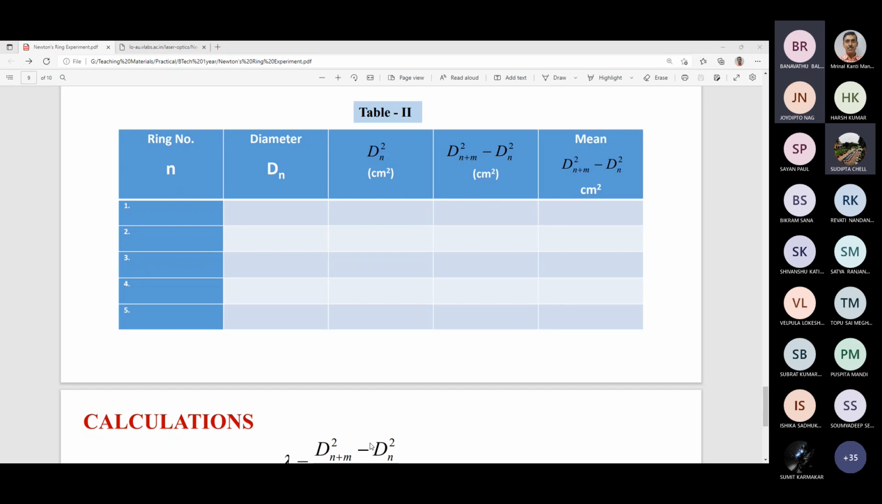Sir, can you repeat how to find the total? Why total? Main scale, vernier scale, and then the total part in Table 1. Total means the main scale reading plus the vernier scale reading. How will you calculate the vernier scale reading? You have to find out the number on the vernier scale which coincides exactly with the main scale. That number you first find out. Then you multiply it with the vernier constant. Then you add it to the main scale reading. That is your total reading.